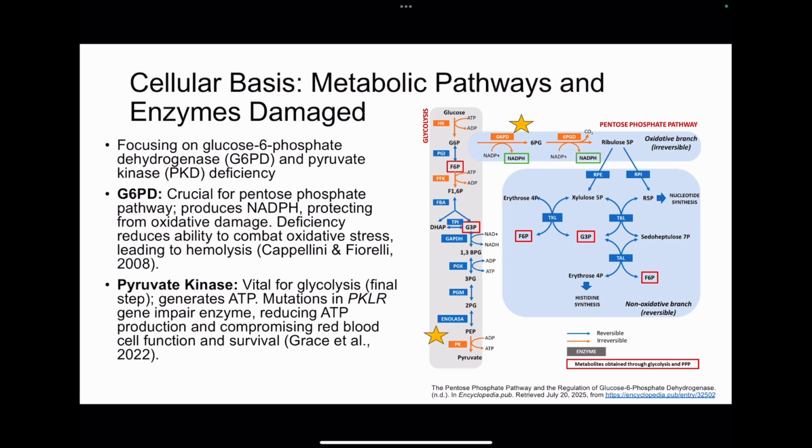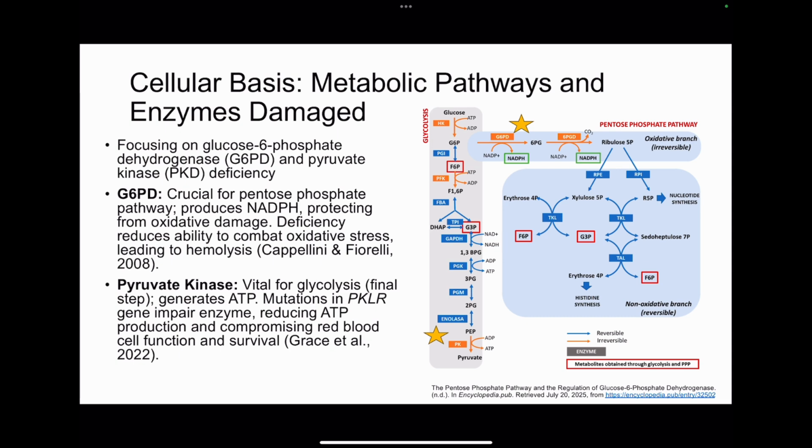So similarly, pyruvate kinase is vital in the final step in glycolysis, seen here, where ATP is generated. Mutations in the PKLR gene impair this enzyme, reducing ATP production and compromising red blood cell function and survival. So, in essence, damage to these key metabolic enzymes directly disrupts the normal functioning and lifespan of red blood cells.